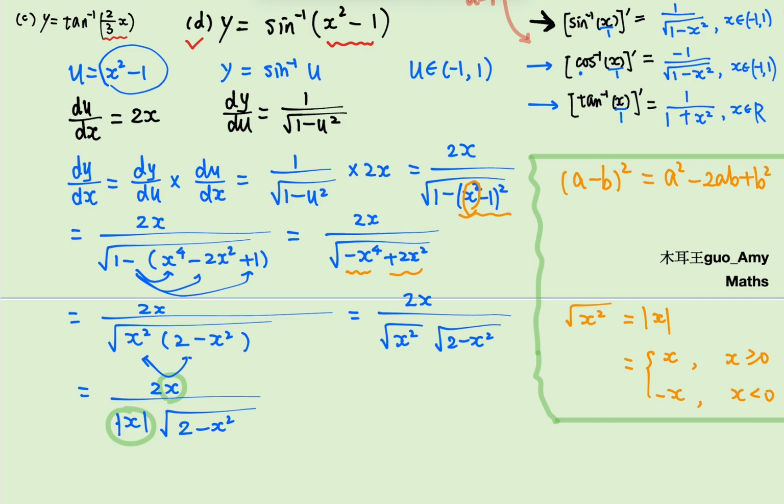Therefore, we have to find the possible values of x for this question, since u is between -1 and +1. So x squared minus 1 is between -1 and +1. Now we will focus on this inequality to find the possible values of x. We can add 1 to each part of the inequality to make x squared alone. Therefore, we will have x squared greater than 0 and less than 2.